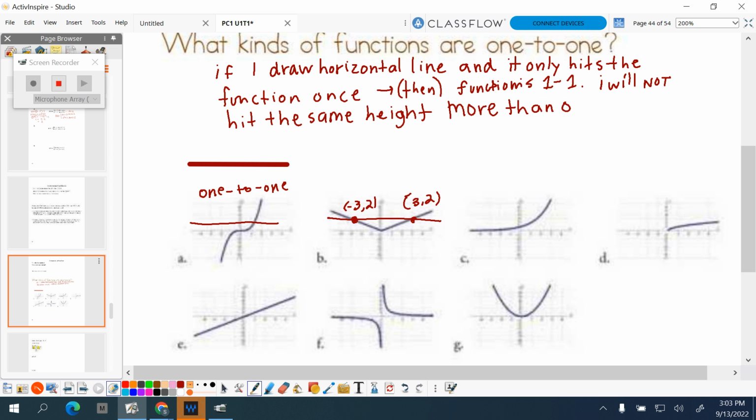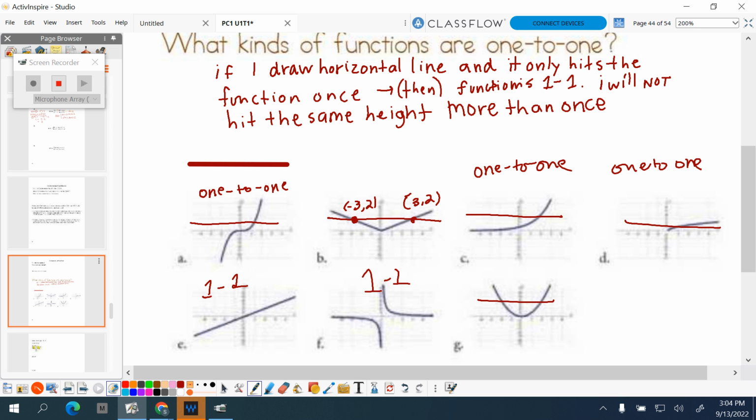What does that look like algebraically? That's a good thought. Let's try this graphically. So here, this is one-to-one. Here, one-to-one. E, one-to-one. G, not one-to-one. And this is not. Right? So we can move on.